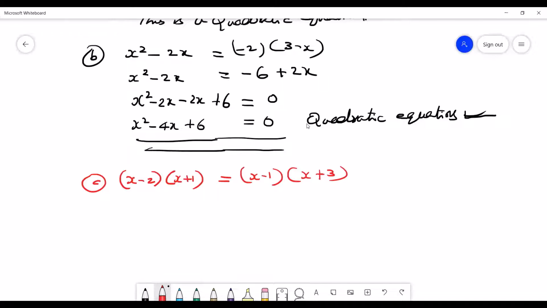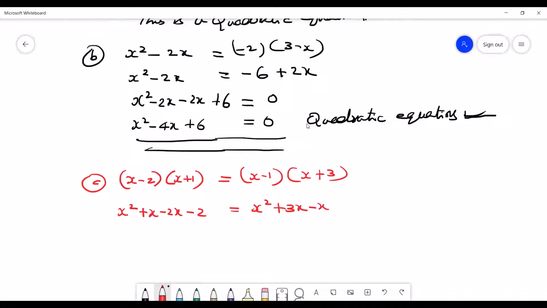So multiply x minus 2 with x plus 1. x into x will be x square. Then x into 1 will be x. Minus 2 into x will be minus 2x. Minus 2 into 1 is minus 2. That will be equal to, here also multiply x minus 1 with x plus 3. So x into x is x square. x into 3 is 3x. Minus 1 into x is minus x.